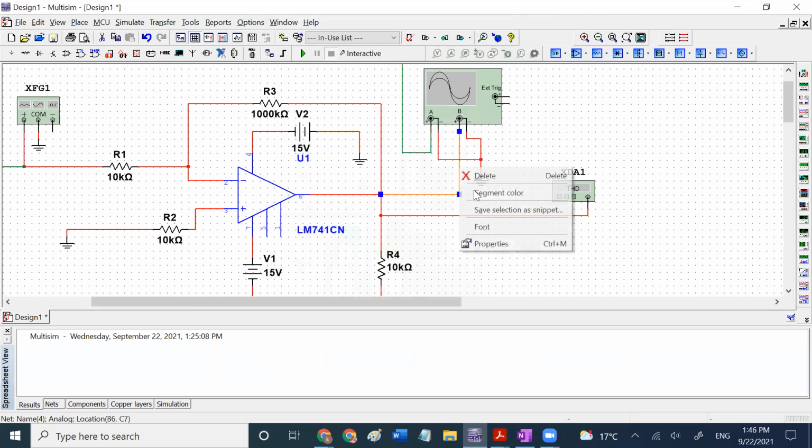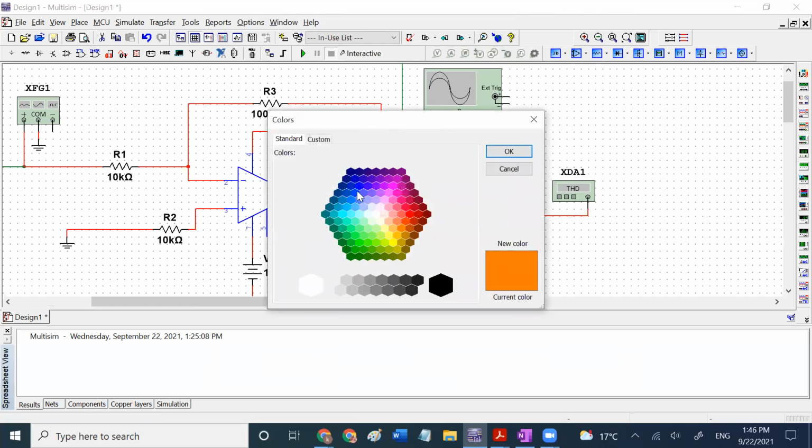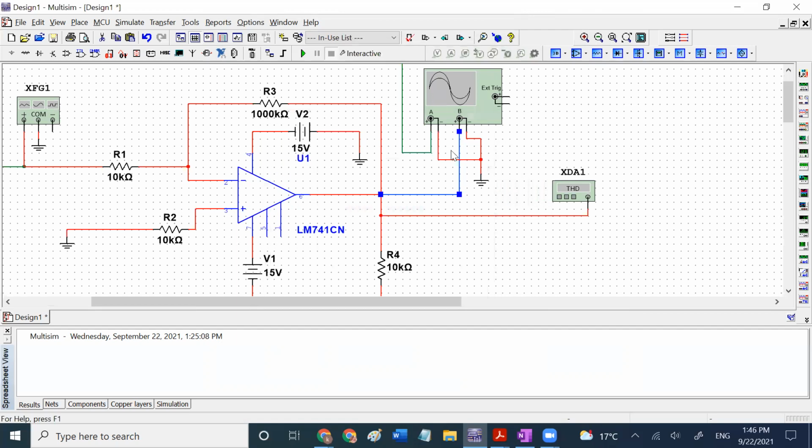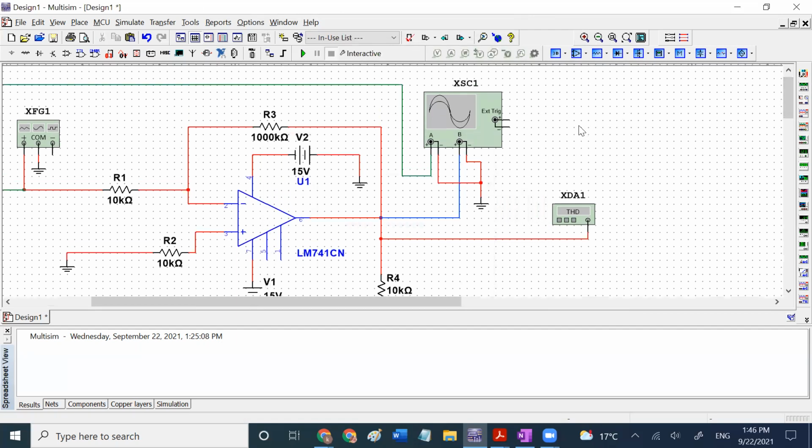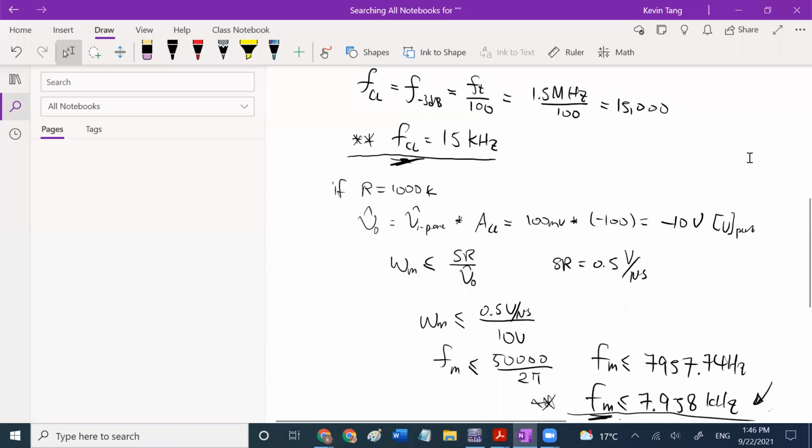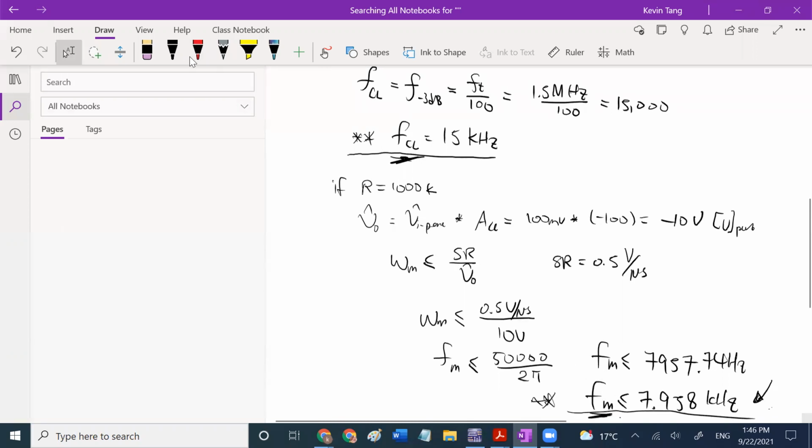All right, so I'm just going to set the color for the output to be blue, the input to be green. Remember, we need to test our conclusions. So if it's correct, our FM, we should get this result: 7.958 kilohertz is where the limit is.